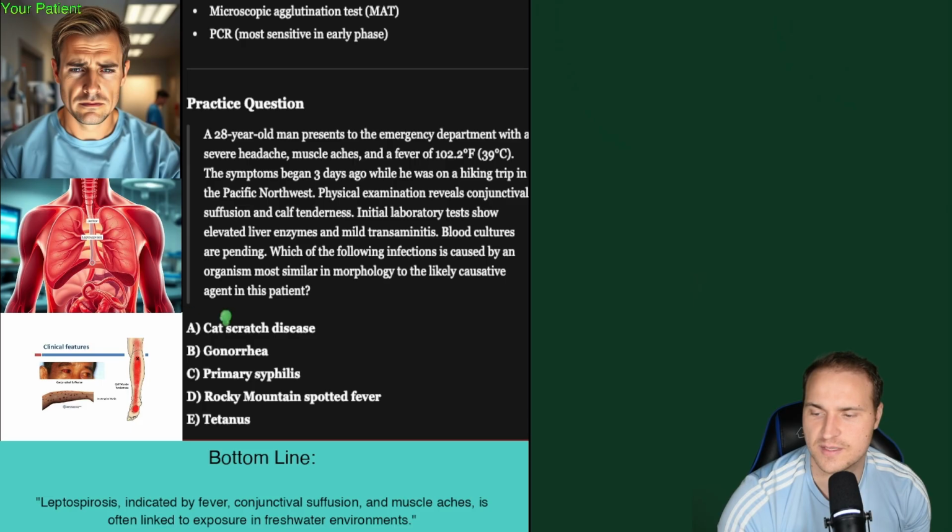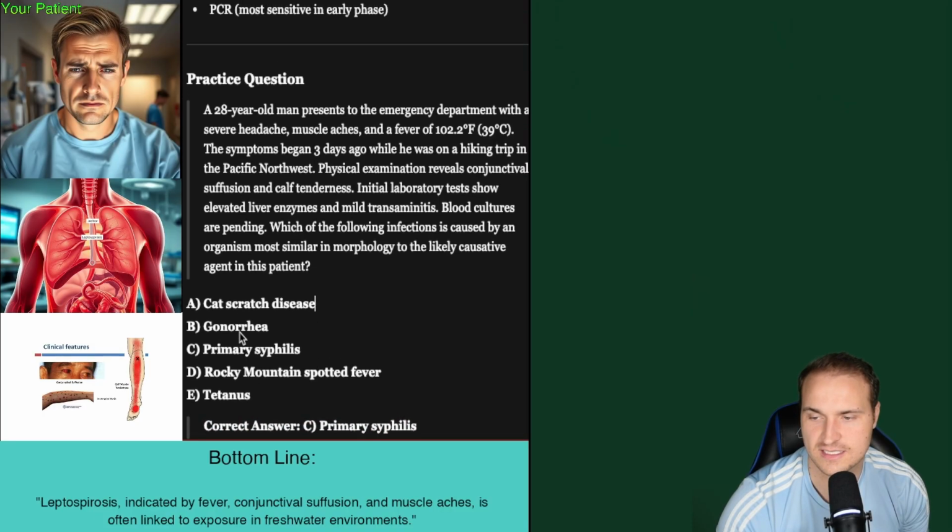It's a spirochete infection. All right, so this is leptospirosis, which is a spirochete infection. And they're asking about the similar morphology here. So it's similar to Treponema pallidum, which causes primary syphilis, as our answer. So the answer is C.